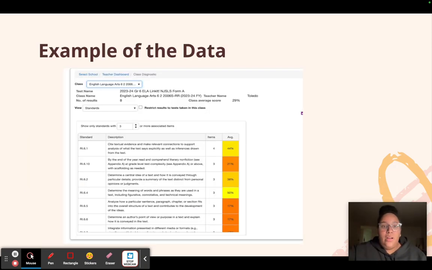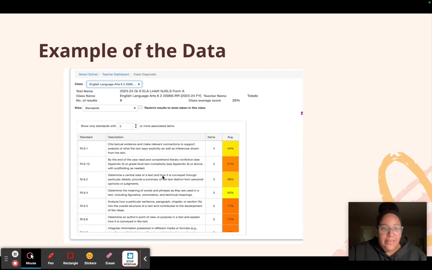Here's an example of the data. So this is my actual data for my students for this school year. My class average for this assessment. Again, this isn't because they weren't taught these skills already. So my class average was 29%. And these are some of the standards that my students really struggled with.